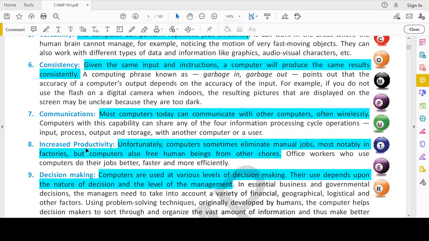Next is increased productivity. Unfortunately, computers sometimes eliminate manual jobs, most notably in factories, but computers also free human beings from other chores. Office workers who use computers do their jobs better, faster and efficiently. I hope you understand this point.